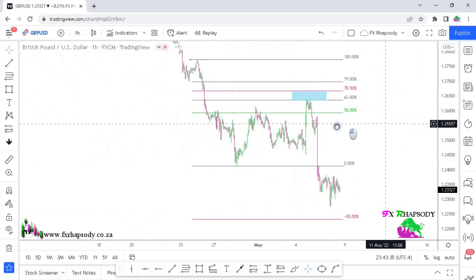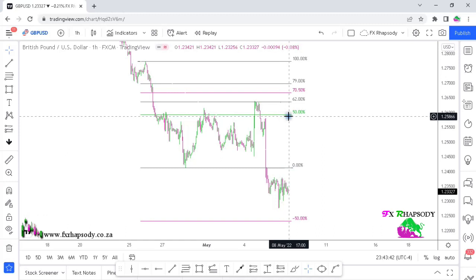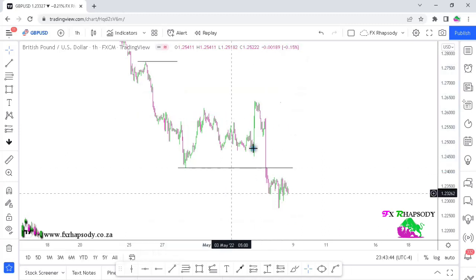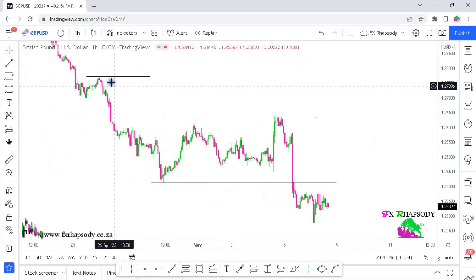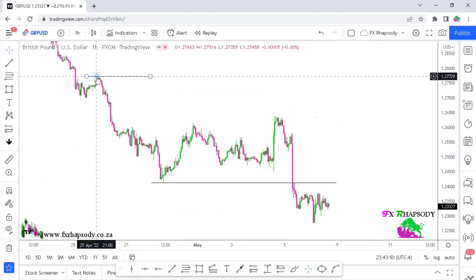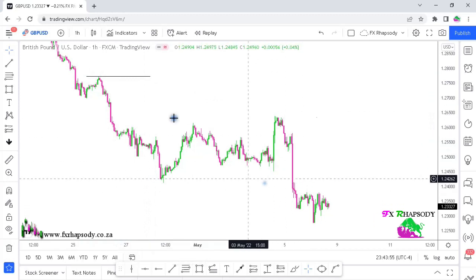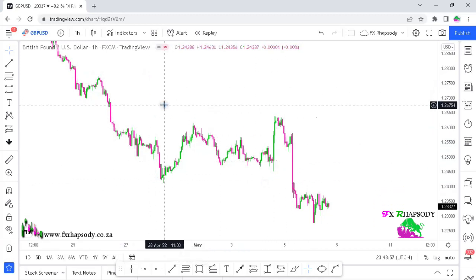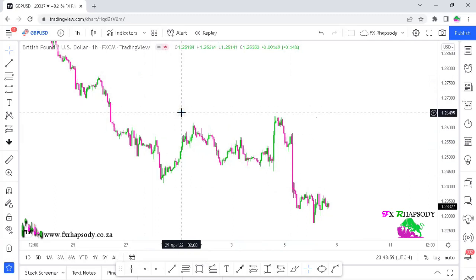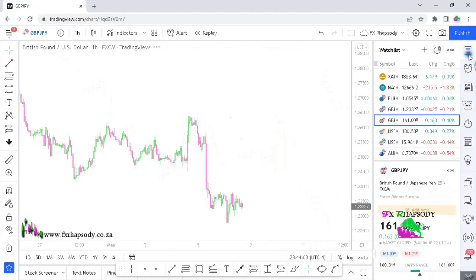Just looking at your previous highs, your previous lows, and retracement. Okay, easy: high, low, price coming up, retracing, Fibonacci from the high to the low, wait patiently until price gets to your 62% area, and then hit your trade. So let's move on to the next pair. It will be the British pound, Japanese yen.